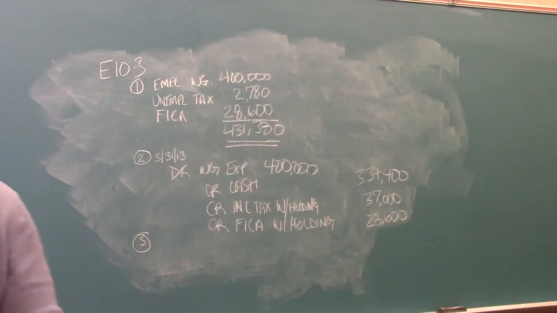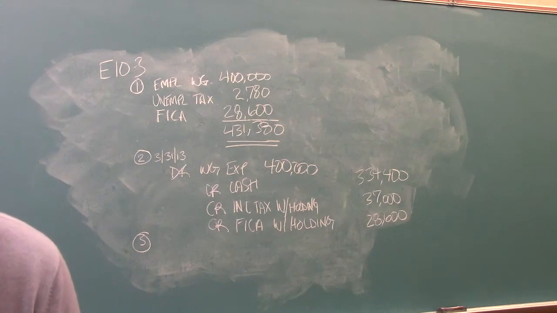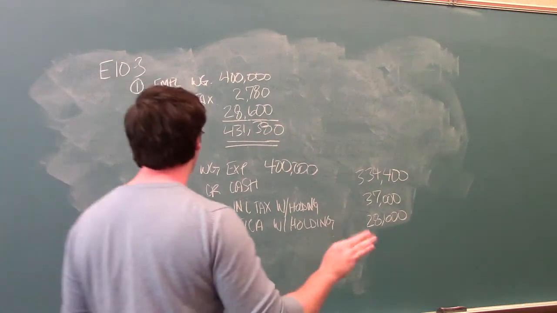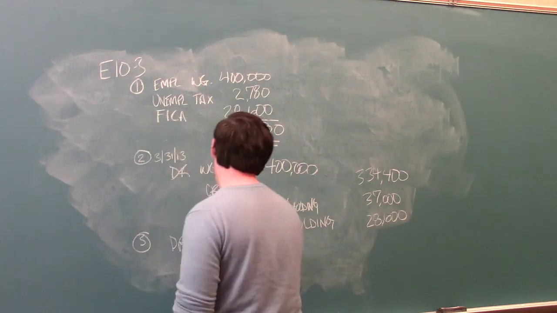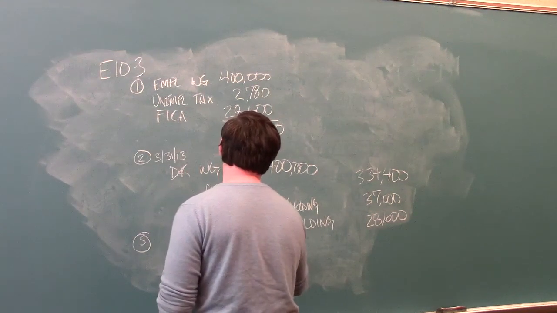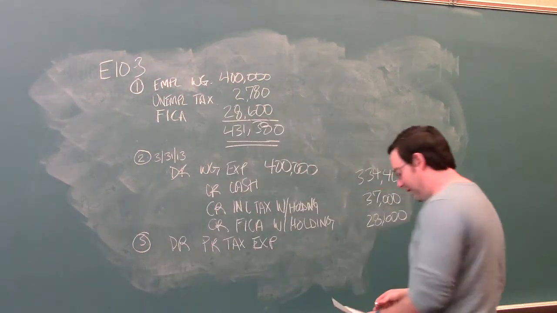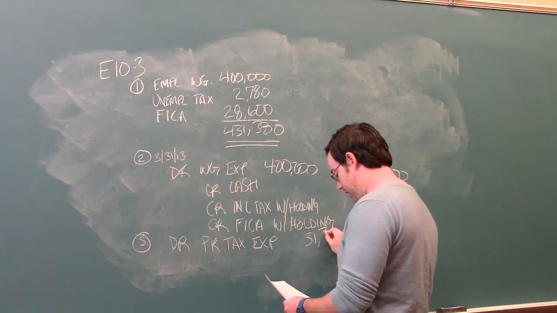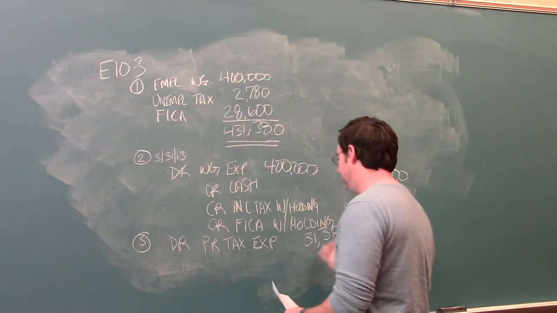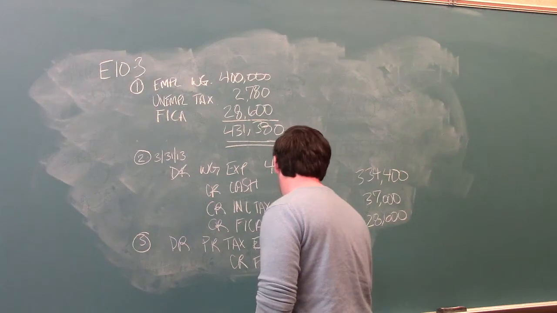The last part, part 3, says prepare the journal entry to record the employer's FICA taxes and unemployment taxes. They give us unemployment taxes of $2,780, and we know what the FICA amount was. So we'll debit here. We'll call this payroll tax expense. Okay. And the total amount that we're going to debit is going to be the summation of the two taxes I talked about. So it's $31,380. We'll credit our FICA payable.